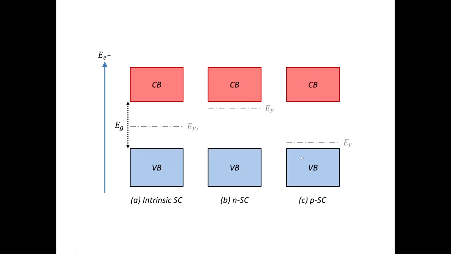So the probability of finding an electron in the valence band has increased. So there are a huge number of electrons in the valence band, but not in the conduction band, in a p-type semiconductor. But in an n-type semiconductor, the probability of finding an electron in the conduction band is very high. So there are a lot of free electron carriers in the conduction band in an n-type semiconductor.